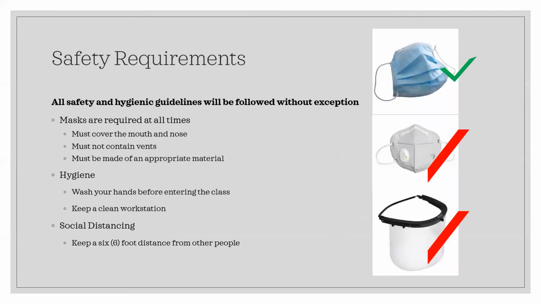Now for the most important part, which is safety. Everyone will be expected to follow health and safety guidelines at all times, no exceptions. The first rule, masks are required at all times. A mask will cover your mouth and nose at all times and have no gaps with your skin, which means you cannot just tie a bandana around the back of your head. It must not contain vents or holes. A vent in a mask negates the entire purpose of a mask during a disease outbreak. And finally, a face shield is not a mask. If you want to wear a face shield with a mask, you can do so, but not instead of a mask. If you're not wearing an appropriate mask, you'll be sent from the room and you cannot come in until you have an appropriate mask.